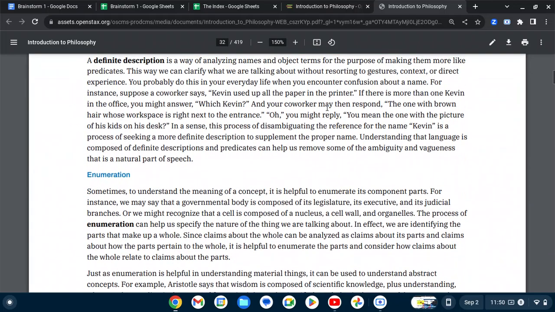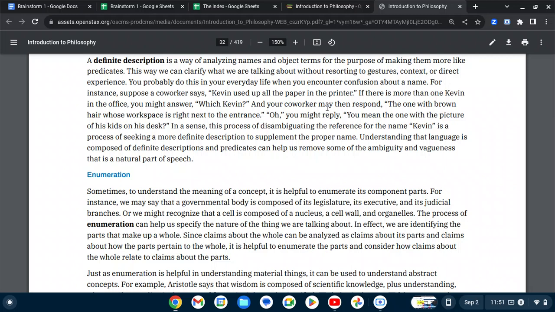A definite description is a way of analyzing names and object terms for the purpose of making them more like predicates. This way, we can clarify what we are talking about without resorting to gestures, context, or direct experience. You probably do this in your everyday life when you encounter confusion about a name. For instance, suppose a coworker says, Kevin used up all your paper in the printer.